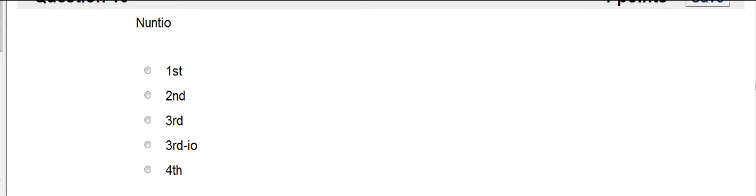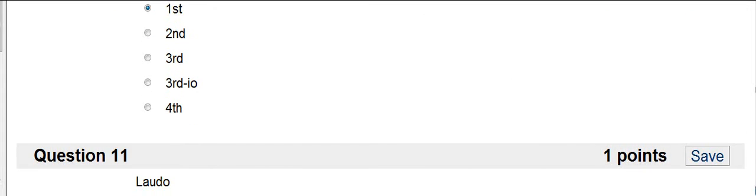Now nuntio, again, if you were guessing, you'd guess third IO. It's not one of the fourth that I mentioned. However, this is the only first conjugation verb that ends in IO. So no, nuntio is going to be first conjugation. That is one of your tricks that you have to know.